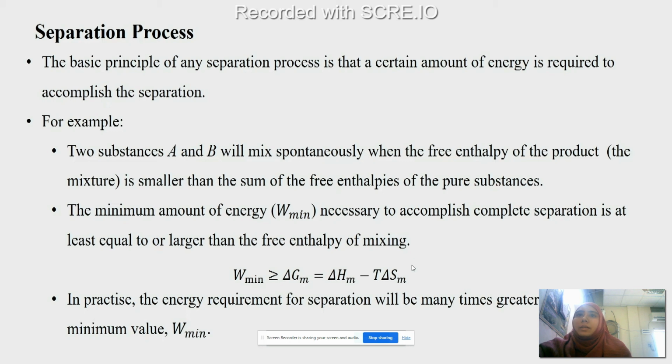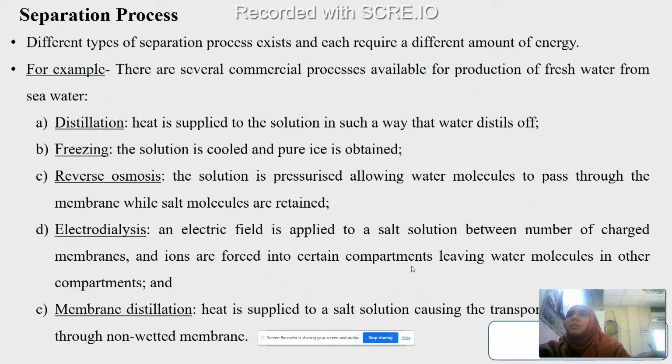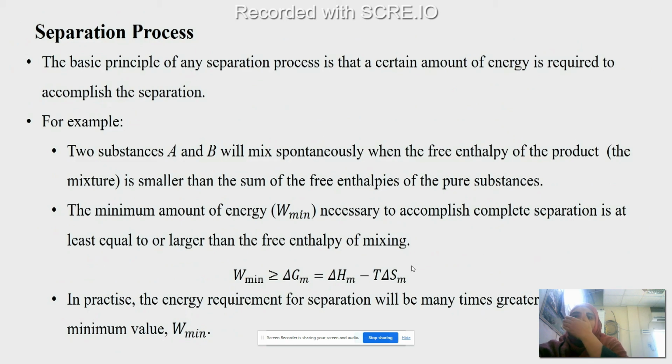Here you can see the equation: W minimum is greater than or equal to the given expression. So this is the equation.